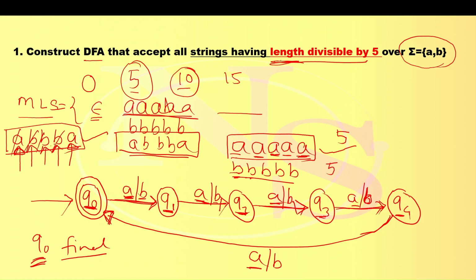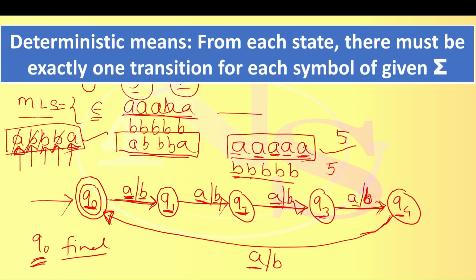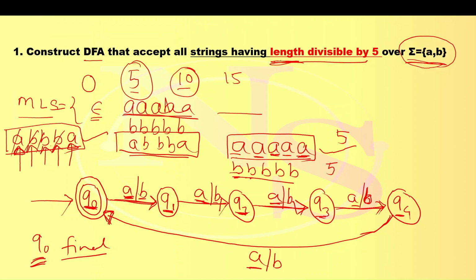Also, this automata is deterministic. What is deterministic? Deterministic means that for each symbol of sigma, there must be only one transition from each state. Here, if you observe, there is a transition for a and b from Q0. Similarly, from Q1 and from all the states, there is a transition for a and b. Hence, all states are deterministic. Hence, this automata is deterministic. And this is the final answer for this question.